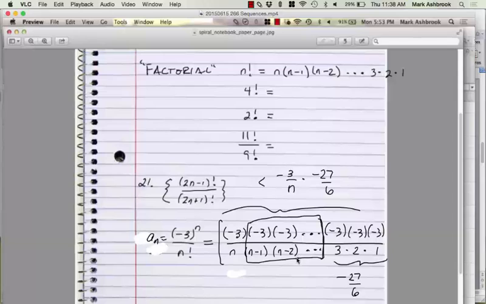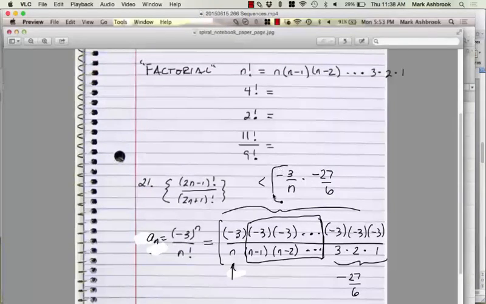You see that? Would you buy that? These are all magnitude less than 1. You keep multiplying by something less than 1, it's going to be smaller. So I'm going to hold on to that first one, and I'm going to hold on to the negative 27 over 6. And since these are all magnitude less than 1, ours is going to be less than negative 3 over n times negative 27 over 6.